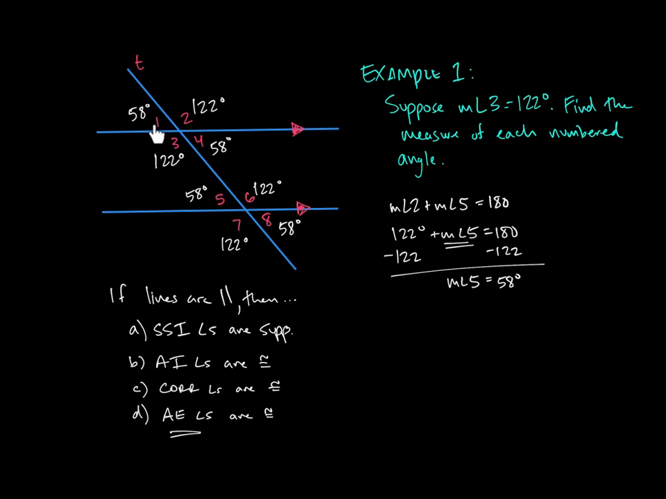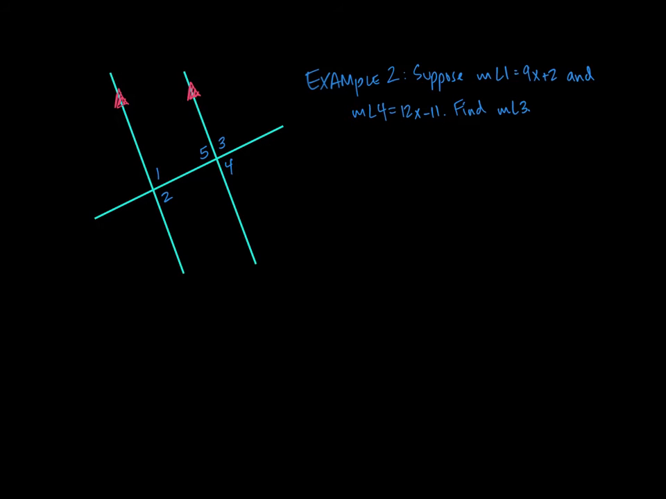Angle 1 is in the exterior part and to the left of the transversal, angle 8 is in the exterior part and to the right of the transversal, so they're alternate exterior angles, and they have to be congruent. Now let's look at another example that's going to have us do a little bit more algebra.